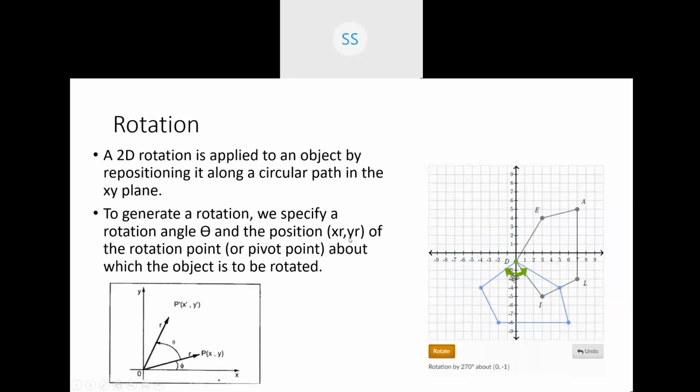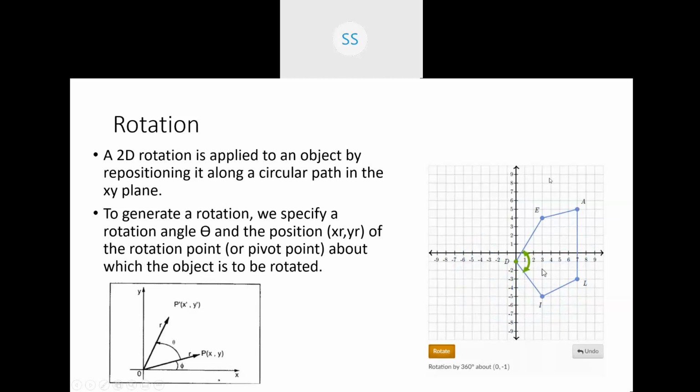And then you also have to say the pivot point about which you are going to do the rotation. The pivot point is given by xr, yr. Here r and y have to be subscripts. So the pivot point is xr, yr, about which the object is to be rotated.